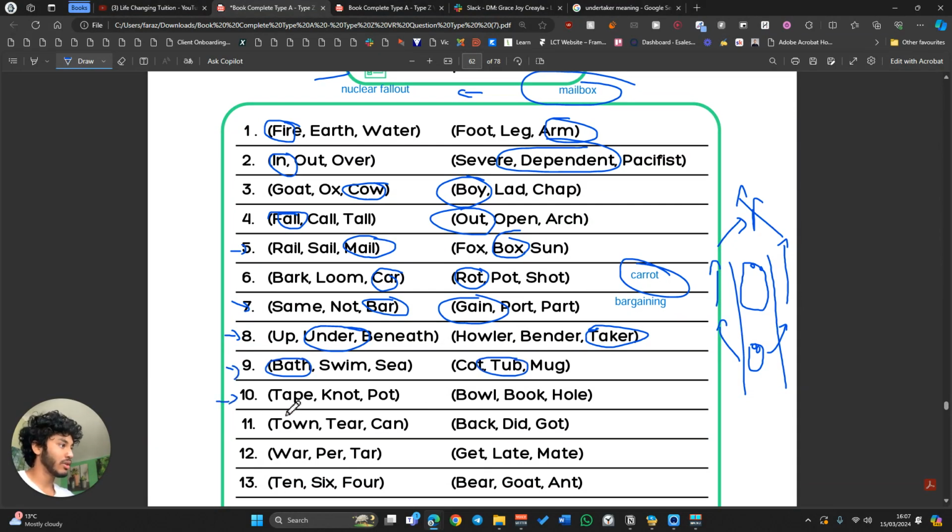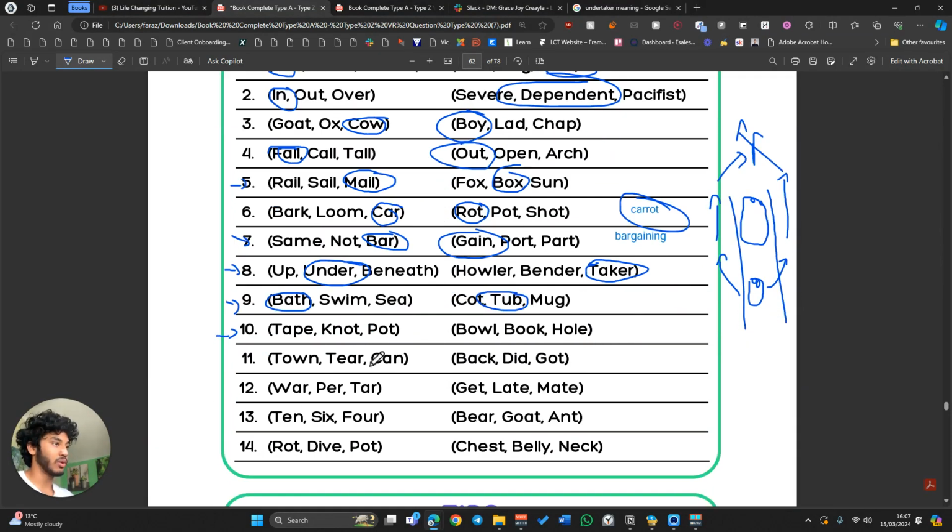Question 10. Tape bowl, tape book, tape hole. Not bowl, not book, not hole. Pot bowl, pot book, pothole. There we go. So town back, town did, town got. Tear back, tear did, tear got. Nope. Can back, can did, can got.